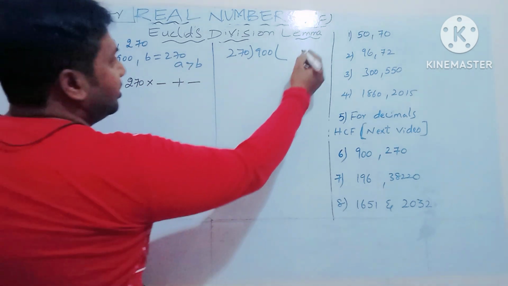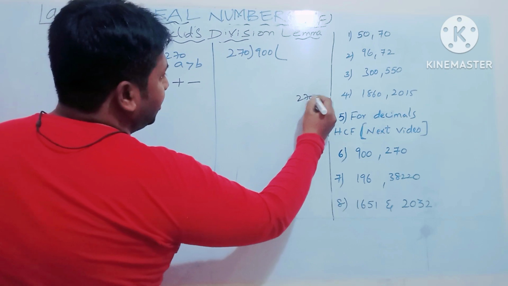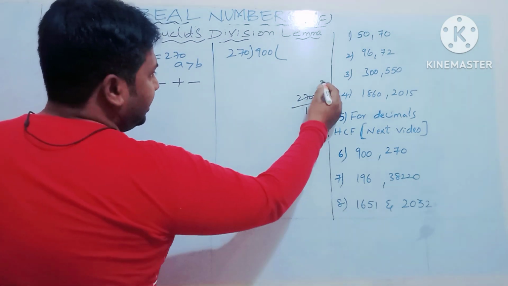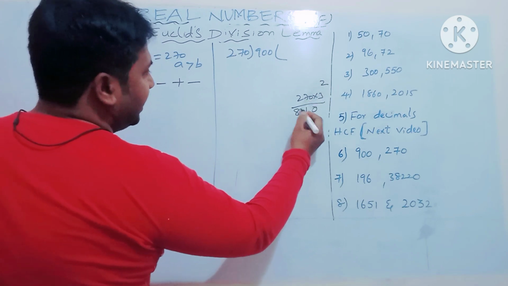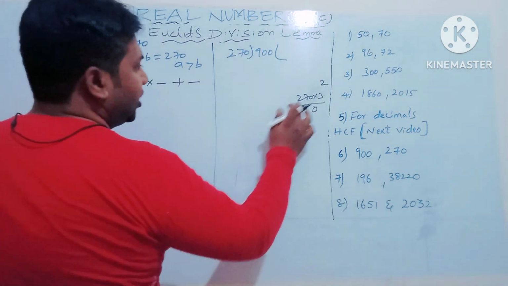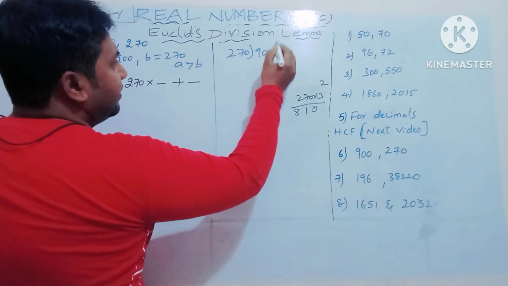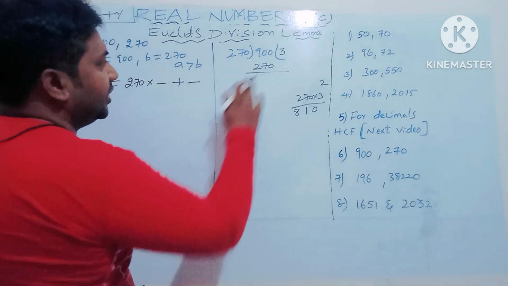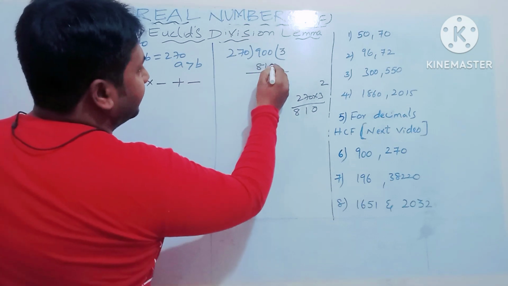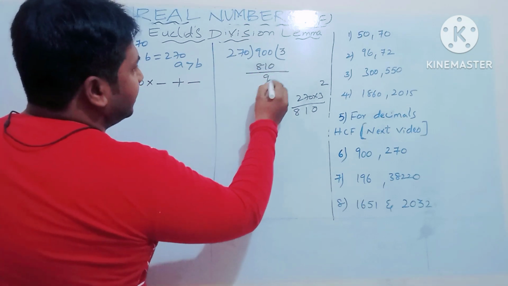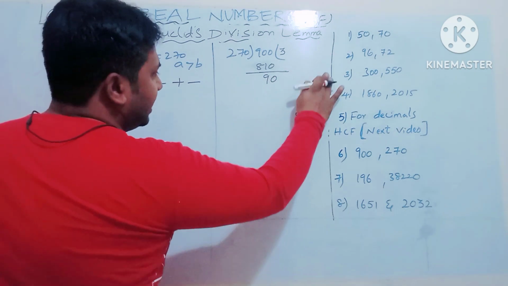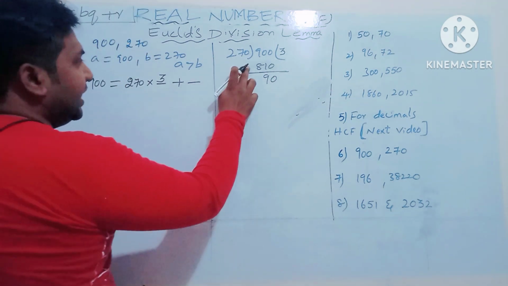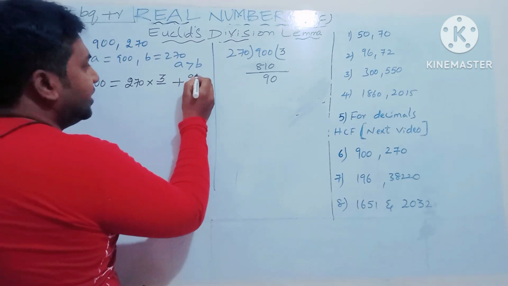So 270 into how much? Let us try 270 into 3. 3 times 0 is 0, 3 times 7 is 21, 1 carry 2, 3 times 2 is 6, plus 2 is 8. Yes, 810 we are getting. So 270 into 3 is 810. What is the balance here? The remainder is 90. So I can take 270 into 3 as 810 plus remainder 90.